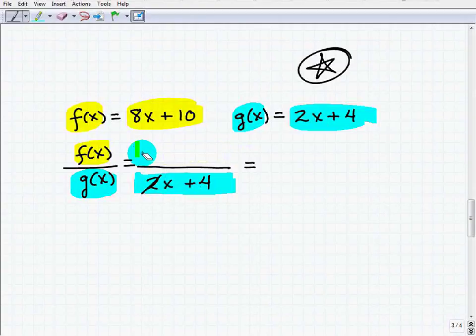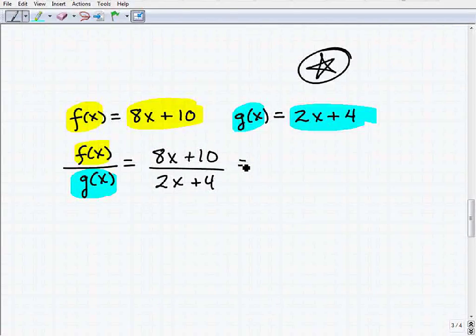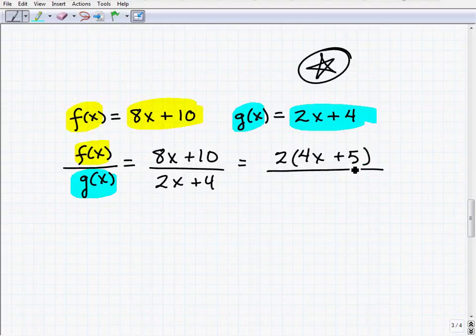So let's take a look at the correct way of doing this. I want to erase this. The way we set up the problem was correct: 8x plus 10 over 2x plus 4. But to simplify a rational expression, you have to factor both the numerator and denominator. You can only cross-cancel factors. So why don't you go ahead and factor both the numerator and denominator. This is a skill that you should already know how to do. This would be 2 times 4x plus 5 over 2 times x plus 2. That's how the numerator and denominator factor.